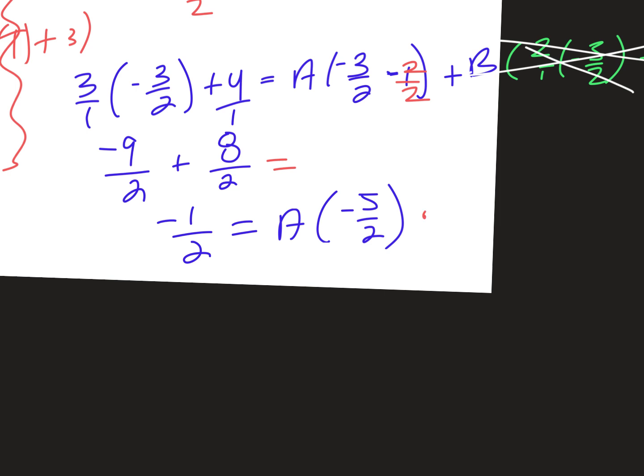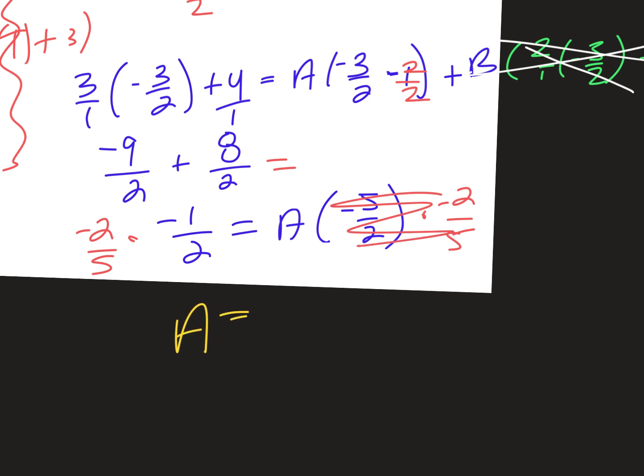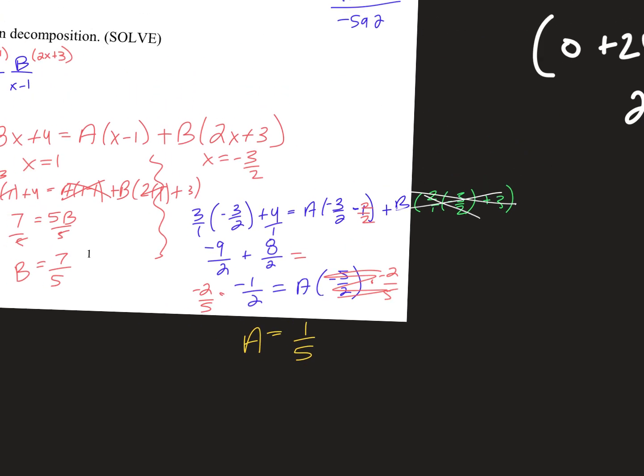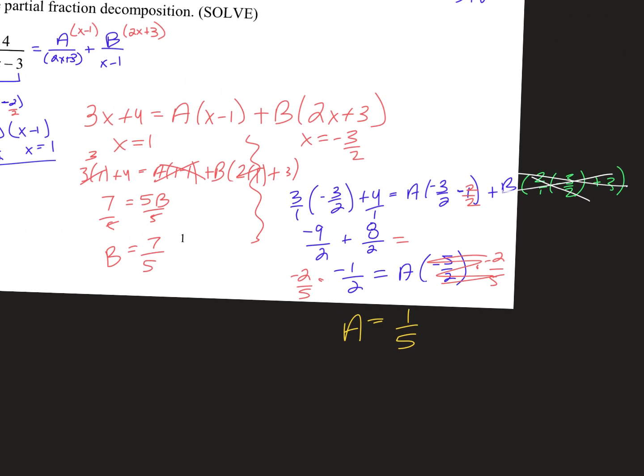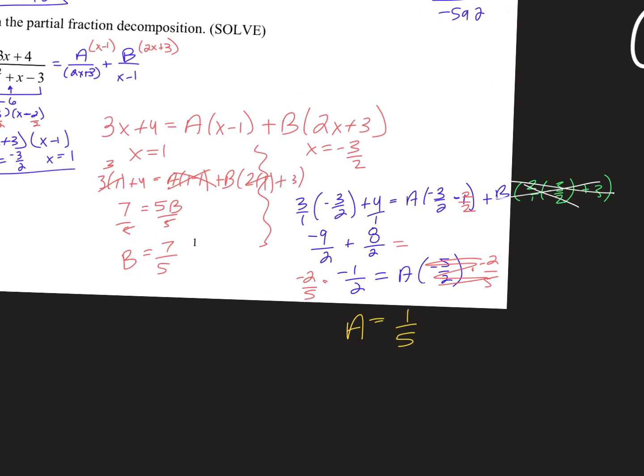Then you'll keep, change, flip. I'm going to multiply here by negative 2 over 5. Then I multiply here by negative 2 over 5. So my A value is how much? 1 over 5. Now, guys, some of you lost points because you wrote your answers incorrectly. I have fractions. You don't write a fraction in a numerator. When you would write your answer here, what would my answer be? What is my A? 1 over 5.